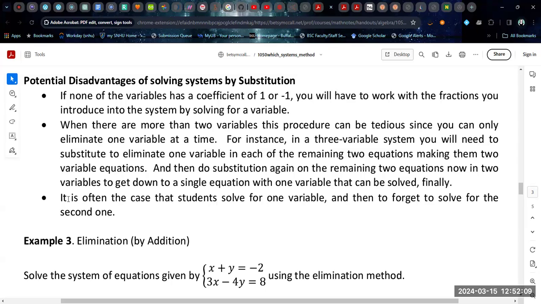And it is often an error that students make. They'll solve for one variable and then they'll forget that they're dealing with a 2-variable problem, and they'll simply stop and forget to solve for the second variable. So it may seem like you're done before you're actually done.